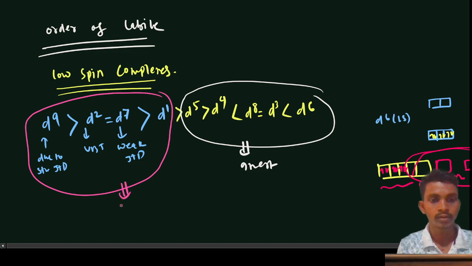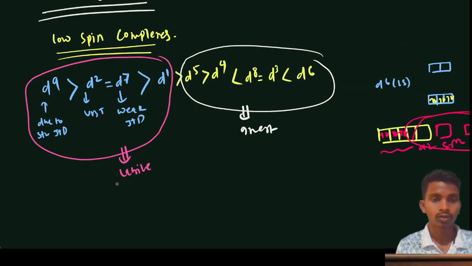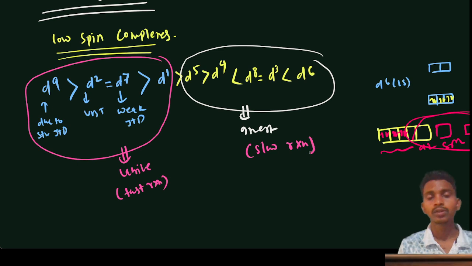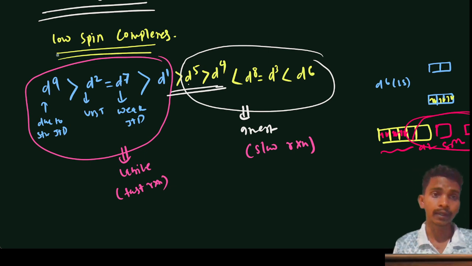These are labile compounds for low spin complexes. Labile means fast reactions, and inert means slow reactions. In the previous class I made a little mistake: I put D4 first and then D5, but the actual order is first D5, then D4. You have to remember this. First D5 will come, then D4 for labile.